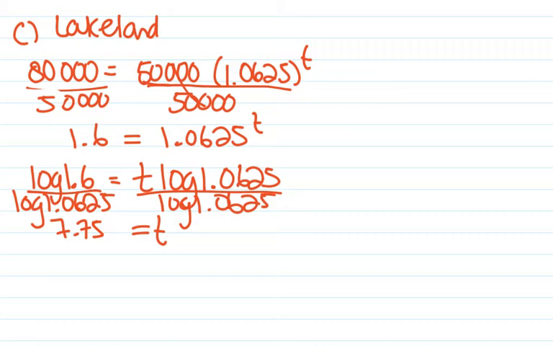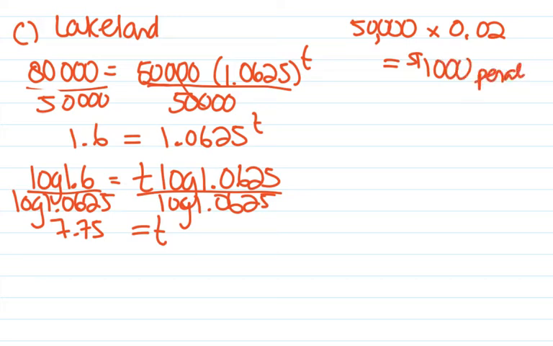But the condition stated that if the money was withdrawn before 10 years, they would have to pay a 2% penalty of the initial principal. So the initial principal was $50,000. A 2% penalty of that would be times 0.02, which is $1,000 penalty. So that means they would actually need $81,000 before they could use this $80,000. So we need to calculate this again using the $81,000.